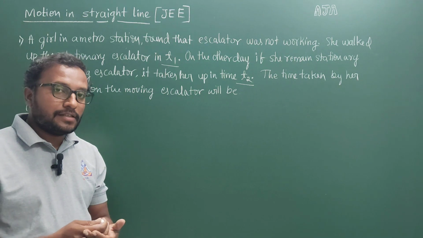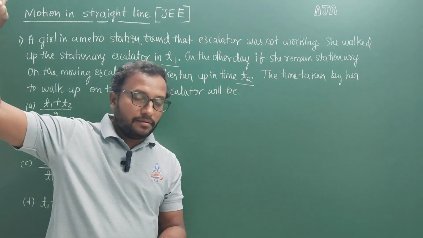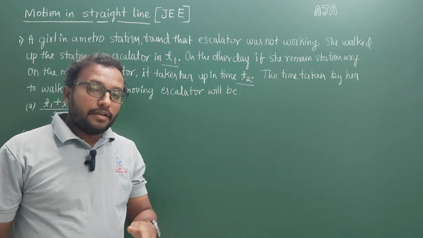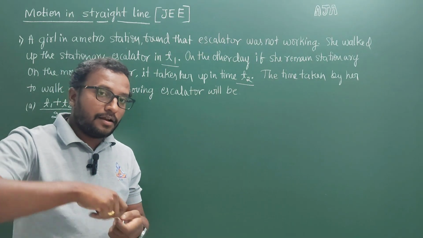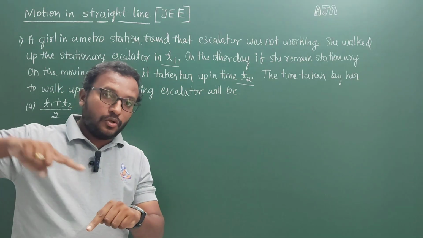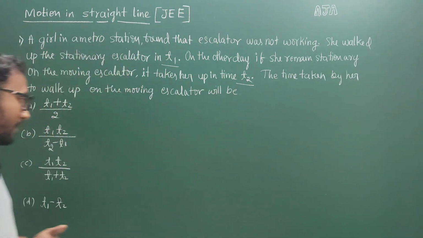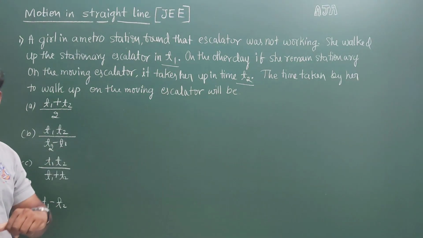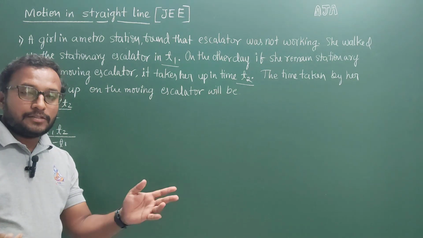So in the first case, the escalator was at rest and she managed to go up by walking the stationary escalator in time t1, and on the other day, if she remains at rest on the moving escalator, it will take her up in the time t2. What if the escalator is also moving and she is walking? How much time will it take? And there are four options given, and all these options are in terms of t1 and t2. This problem can be solved based on average speed only.